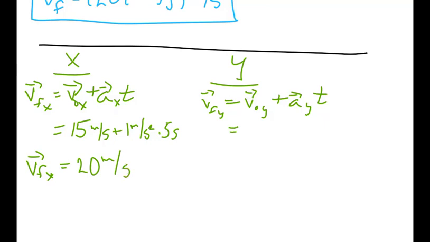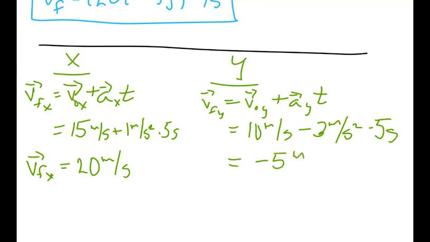Let's do the same thing over here with the Y. So my initial Y velocity is 10 meters per second. And then I have minus 3 meters per second squared for my Y component of acceleration, and still the 5 seconds for time. And ultimately I get negative 5 meters per second.